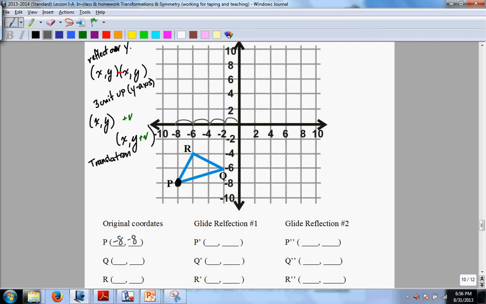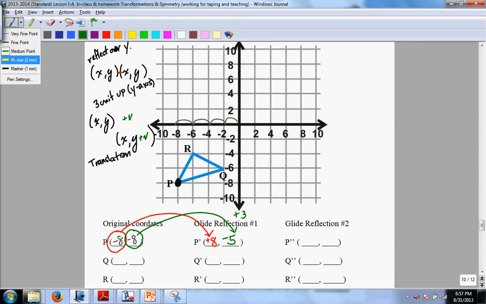So if I want to reflect over the y, I opposite the x. So that's my first thing I take, and I opposite the x. I'm going to end up with +8. And then to translate 3 units up, I take my y coordinate because it's vertical, and I'm going to add 3 units. So -8 plus 3 is -5. That's my first glide reflection.